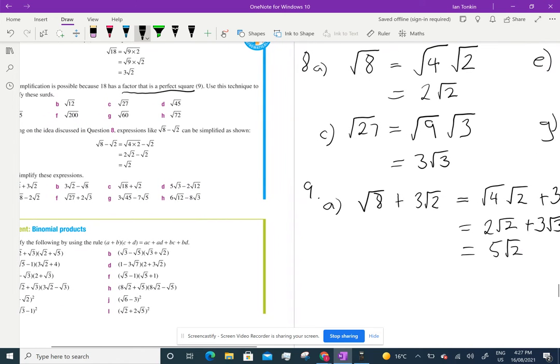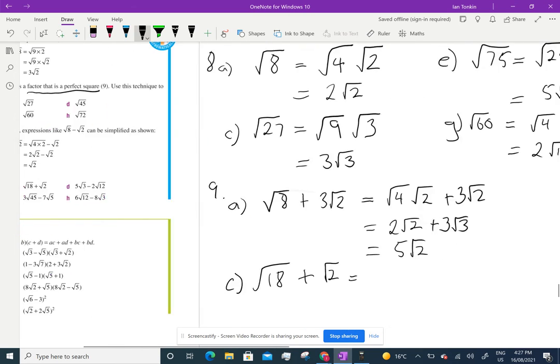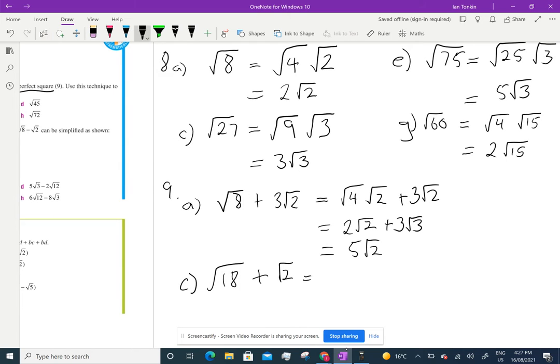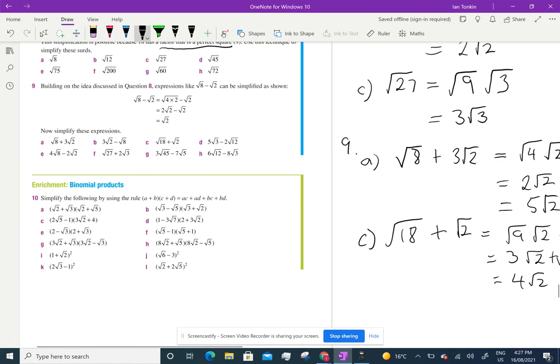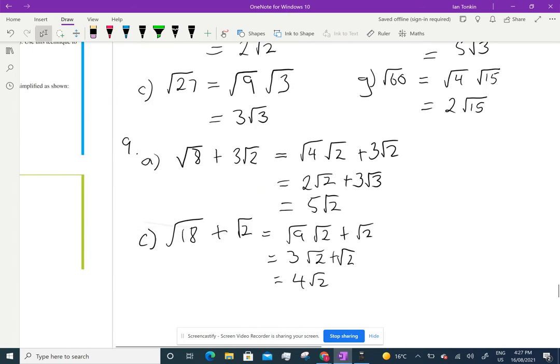Again, I'm going to do every second one. So I'm jumping to C now. And there's always a hint in how to do this, because the second one is already written in its simplest terms. So as soon as I see root 18 and root 2, I'm going, well, I've got to divide by 2, which will give me root 9. So I get root 9, root 2, plus root 2, which gives me 3 root 2 plus 1 root 2 is 4 root 2s.